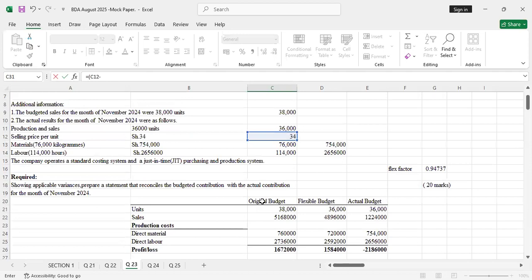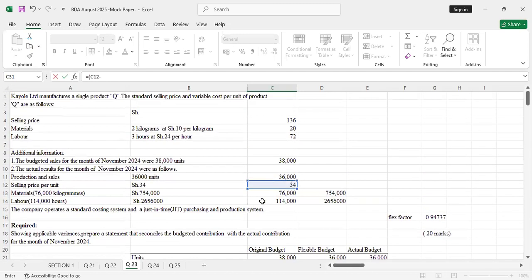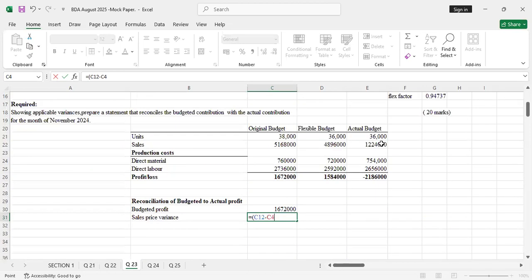So what was the budgeted price per unit? Remember this is per unit. The selling price which was budgeted for was 136. At that point, I want you to note something. They budgeted for 136 shillings, but the actual, they sold it at 34. As a salesperson, that's an adverse variance, because you budgeted to sell at 136, but you're now selling at 34. So automatically that's an adverse variance.